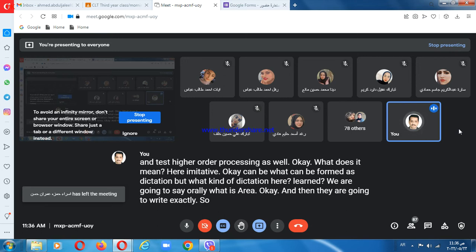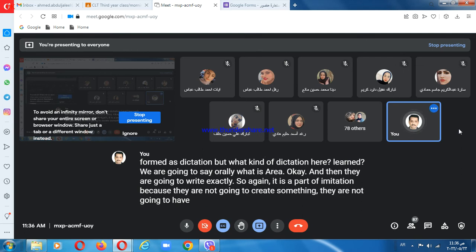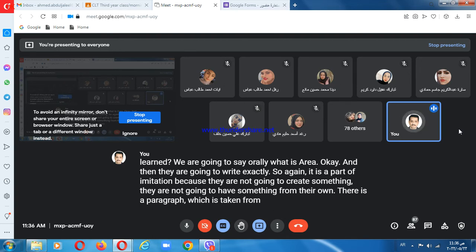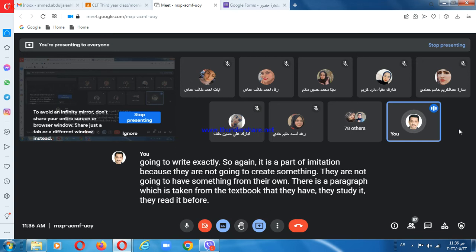So again, it is a part of imitation, because they are not going to create something. They are not going to have something of their own. There is a paragraph taken from the textbook that they have. They study it, they read it before, they know the arrangement, they know how to write it.